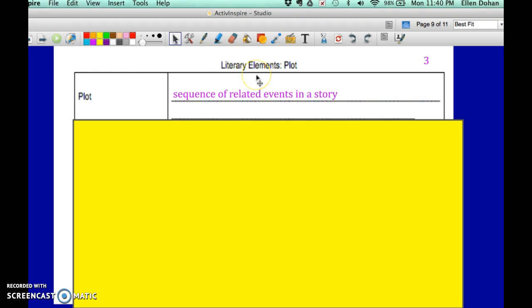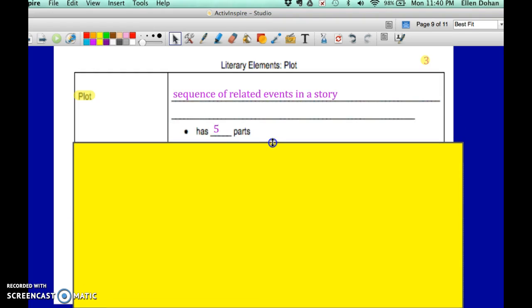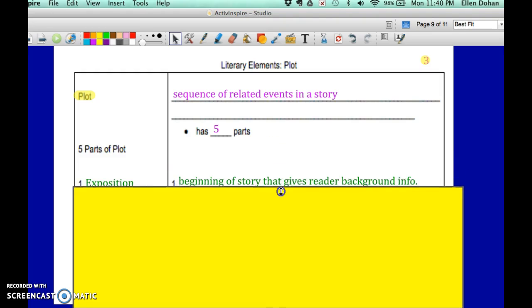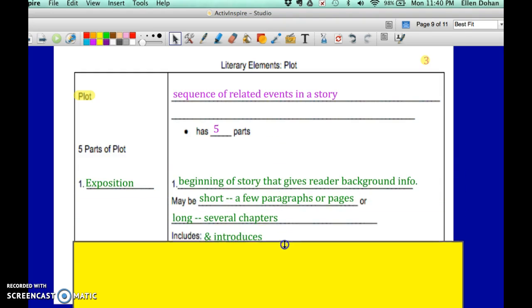So the first thing that we need to do is define plot. Plot, and again, you are taking notes starting on page 3. Plot is a sequence of related events in the story. And again, I've also set my notes up like the Cornell notes. The keyword is on the left and the definition is on the right. So as we saw from before, there are 5 parts in plot. We're going to start with the first one, which is called exposition.